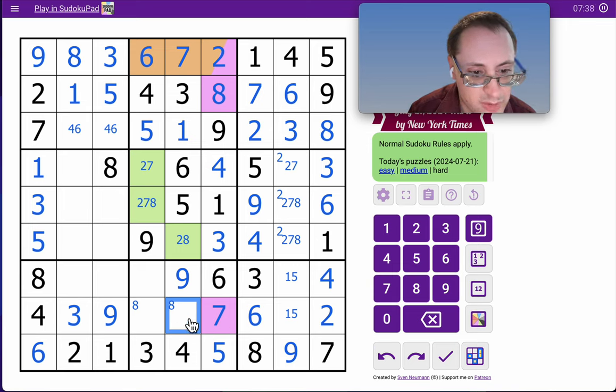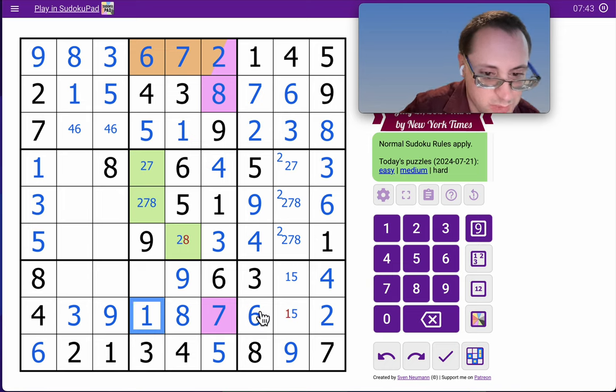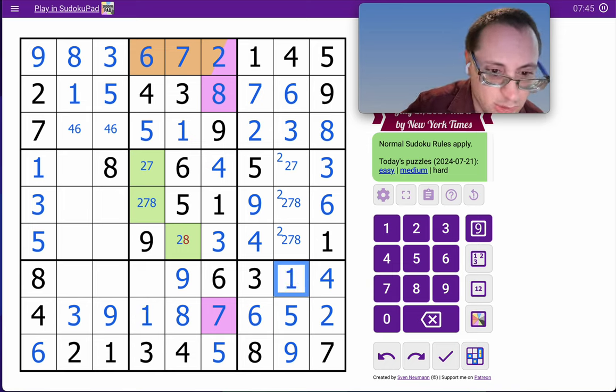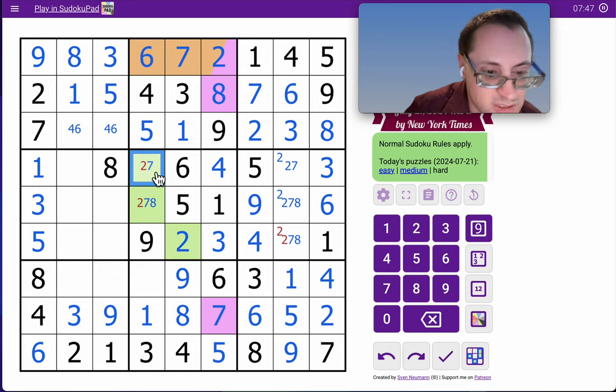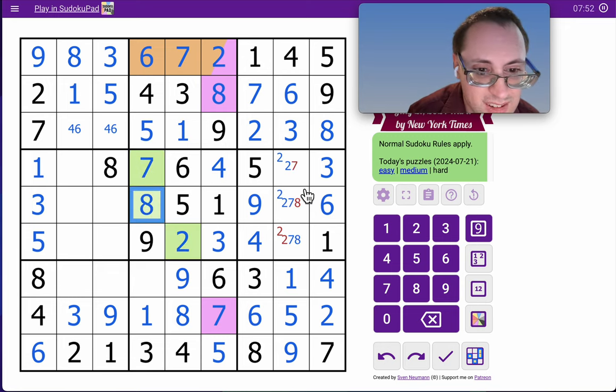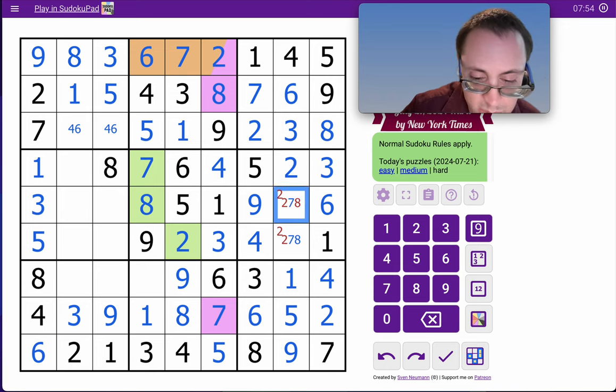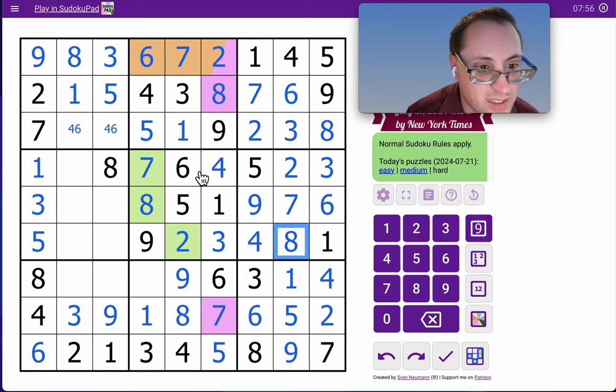So those are from 1, 5, 8. Well, 8 has to go here. This can't be 5, so it must be 1. That's a 5. That's a 1. 2, 7, 8. Box 5 is done. And this is 2, 7, 8 in that order.